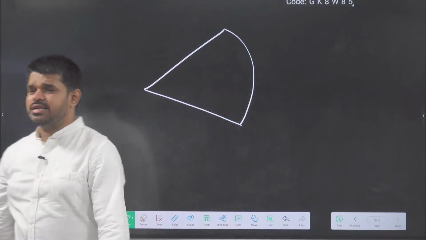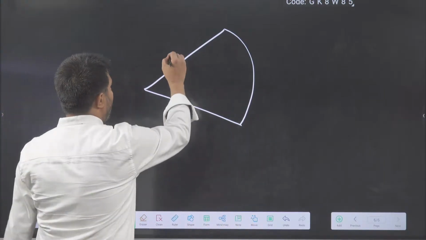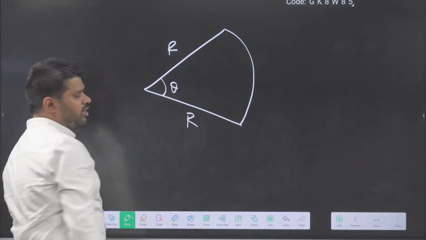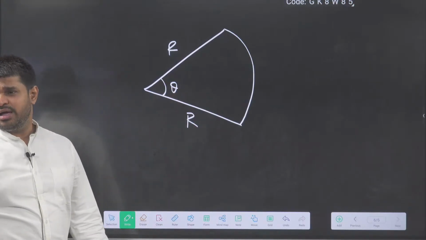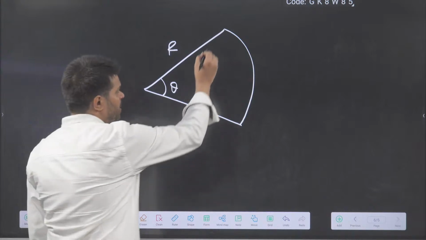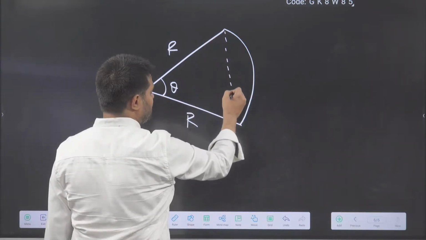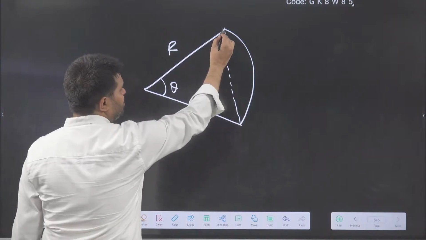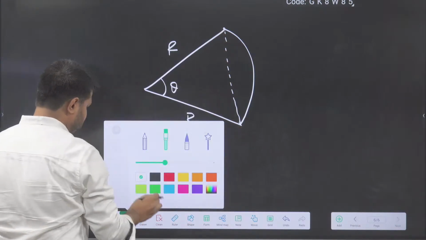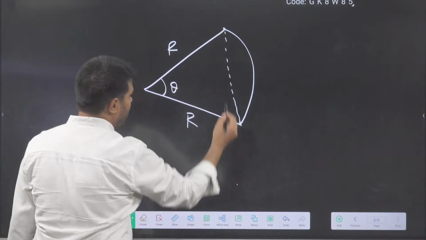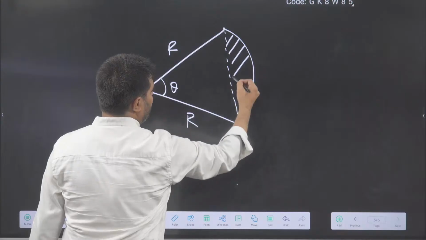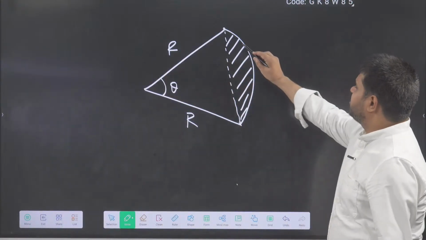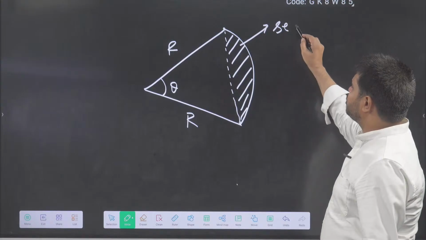This is a sector of radius R. This angle is theta. If I join the two ends of the arc, this shaded portion is called a segment. This shaded portion is called a segment.